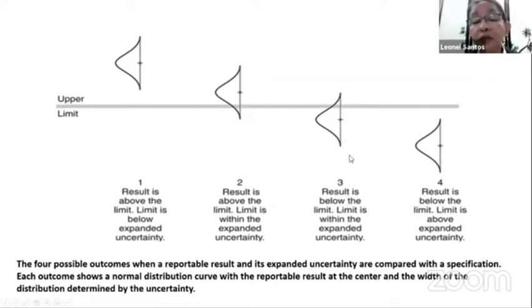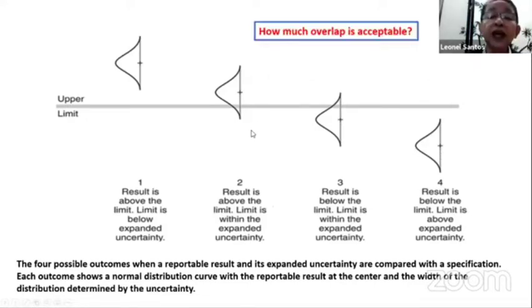A third result could be the result is below the limit, but there is also the possibility that the limit is within the expanded uncertainty. And the fourth one is the result is below the limit. So the question is really how much overlap is acceptable between these two situations.